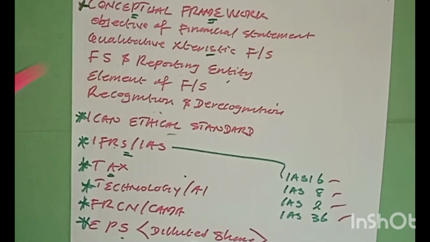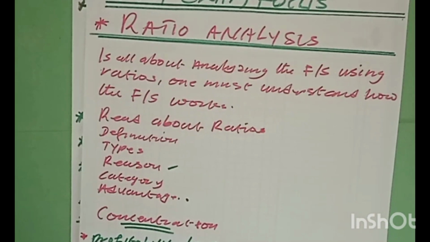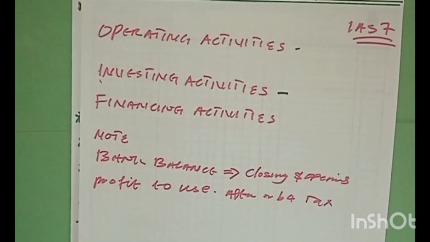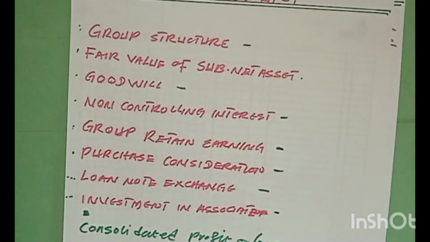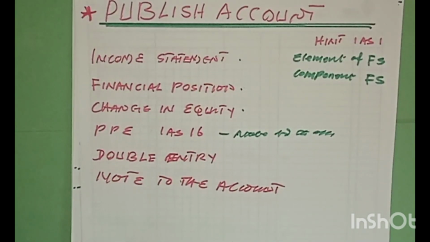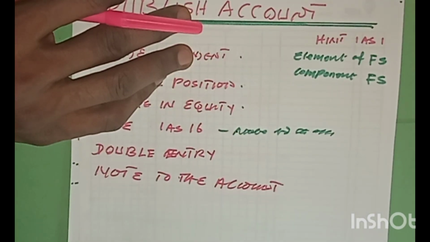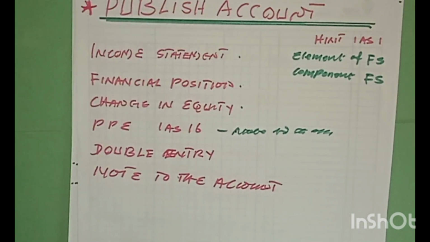So the areas: you have your current issues, you have your ratio analysis, you have your cash flow statement, you have your group account, and you have your published account. So these are the key areas ICAN don't miss in setting their questions. Read it up. If you cannot master them 100%, master them 50%, you will pass. But if you are looking for more, you can read deep into them. Now, knowing these four areas, then other questions will come. You will answer, you will pass and go your way.